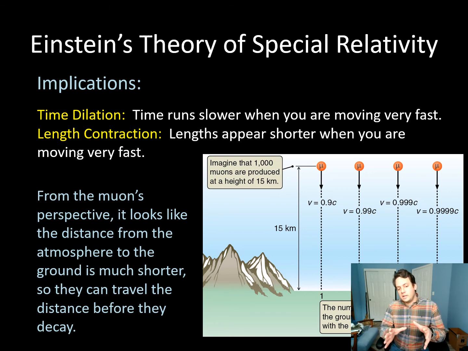Well, from the muon's perspective, it looks like the distance from the upper atmosphere to the ground is much shorter than 15 kilometers. Because it looks at the Earth and says, oh, the Earth is coming up towards me at 99% the speed of light. And because of that, that 15 kilometers is shortened. And it turns out that the amount by which lengths are contracted is exactly the same factor by which times are dilated.